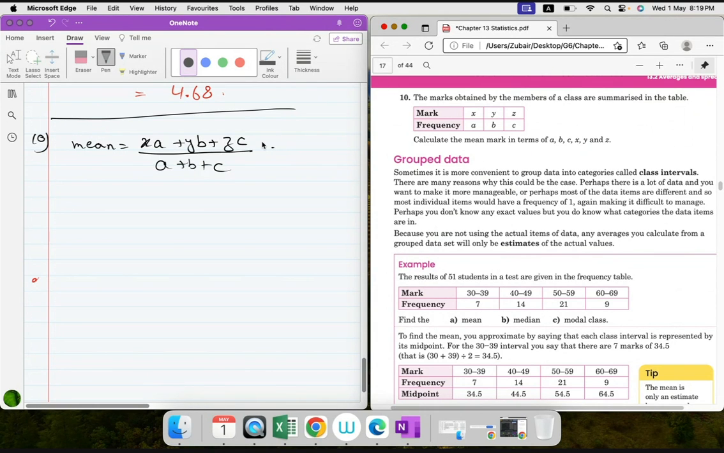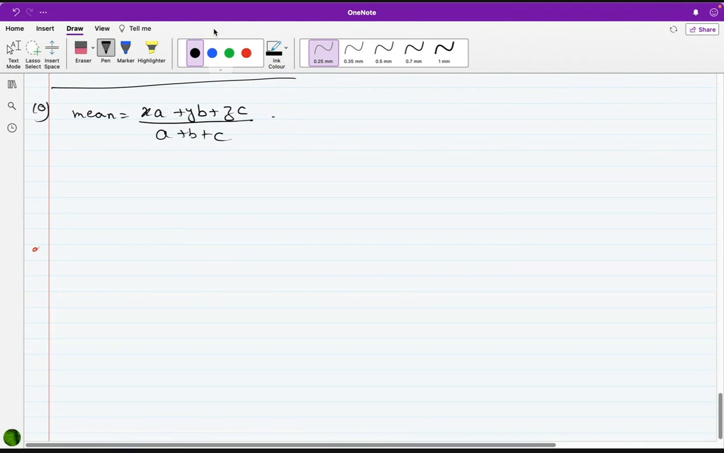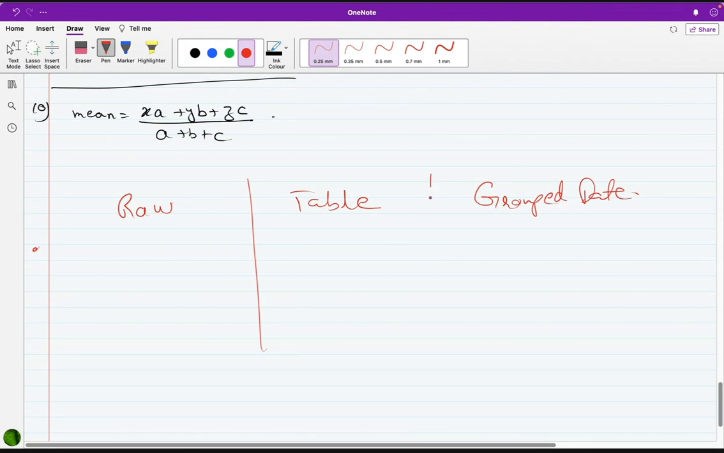Okay, now there's going to be a different type of data, as grouped data. We did it for raw data, then we did it for tables. Now it is grouped data. The basic concept is the same. There is a slight change for the mean. Median will be the same. Mode will be the same.